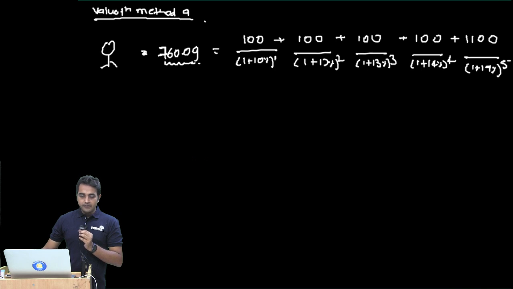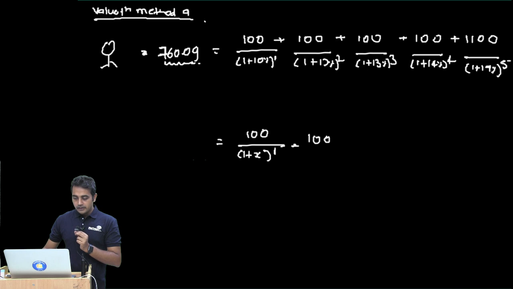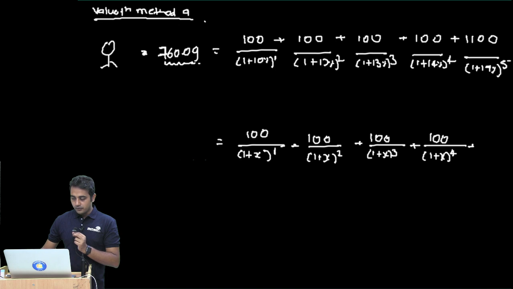Instead of using 5 different rates, now please look at this carefully. We wish to use just one single rate, X. Okay, so 100 divided by 1 plus X raised to 2, 100 divided by 1 plus X raised to 3, 100 divided by 1 plus X raised to 4 and 1100 divided by 1 plus X raised to 5.